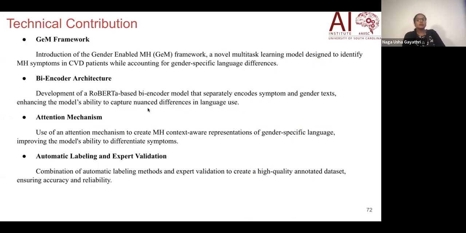So this is a technical contribution, a GEM framework, and a bi-encoder model that separately encodes symptom and gender text. And by integrating gender embeddings with word embeddings and applying the multi-head attention mechanism, the model becomes capable of focusing on gender-specific language patterns, which enhances its symptom differentiating capability depending on gender, which is very prominent in CBD.